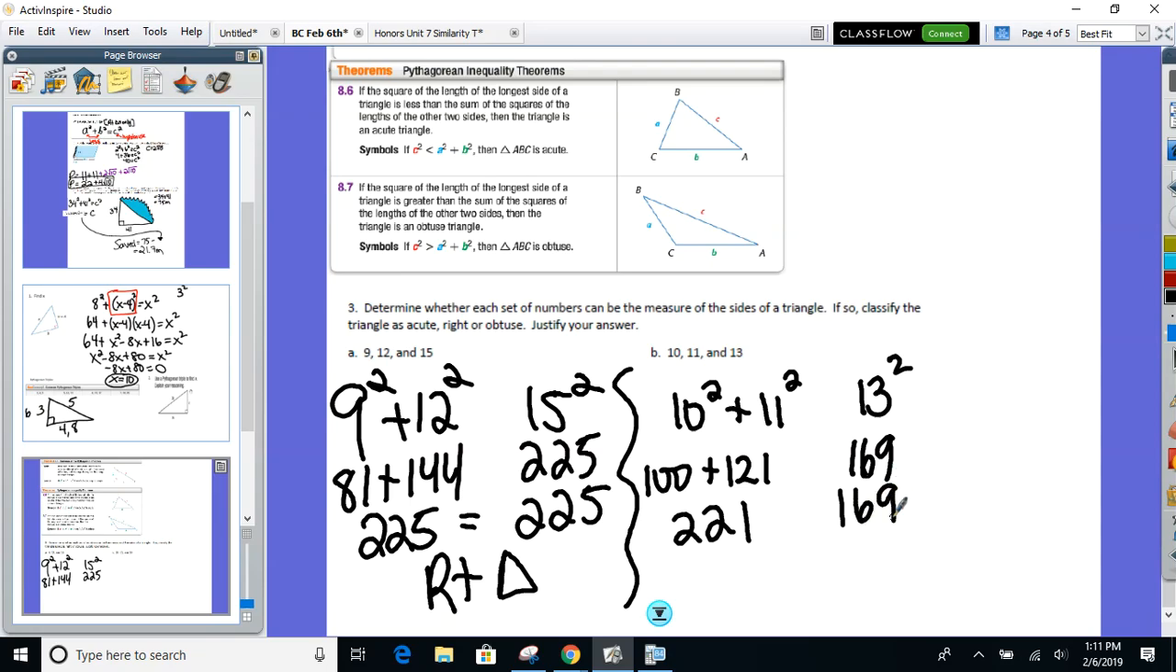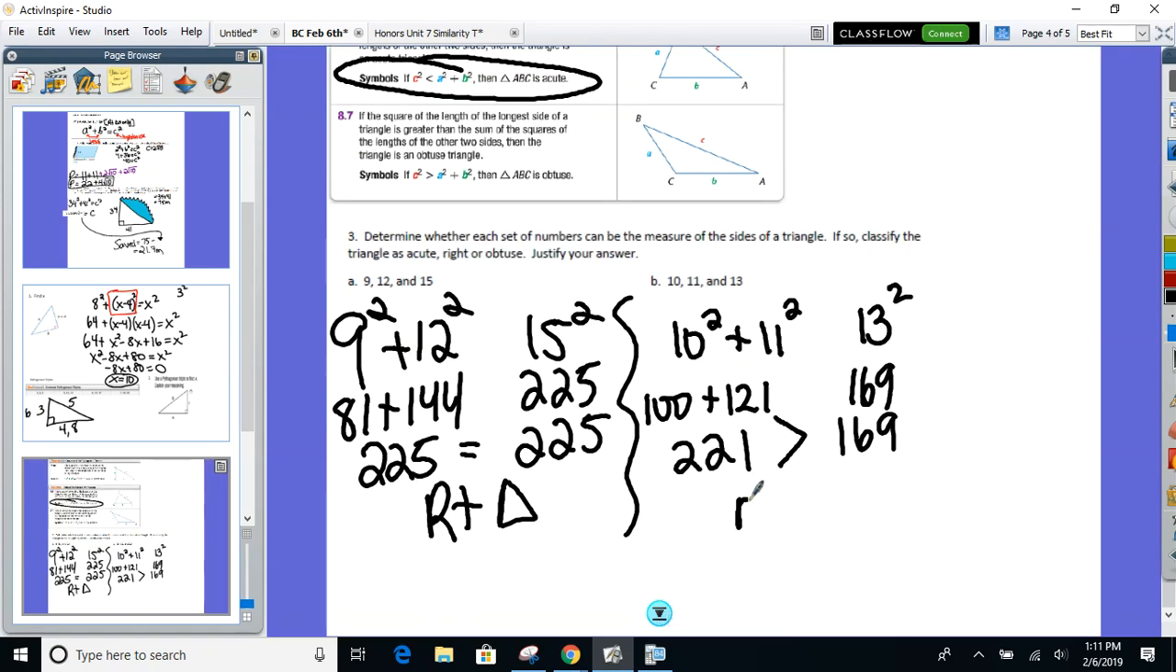Which side's bigger, the c squared or the a squared plus b squared side? If the a squared plus b squared side is bigger, here's your cheat sheet up above, I have an acute triangle. If a squared plus b squared is bigger than c squared, that will form an acute triangle. If it's reversed, if the c squared is bigger, then it's obtuse. But this would be acute since the a squared plus b squared side is bigger.